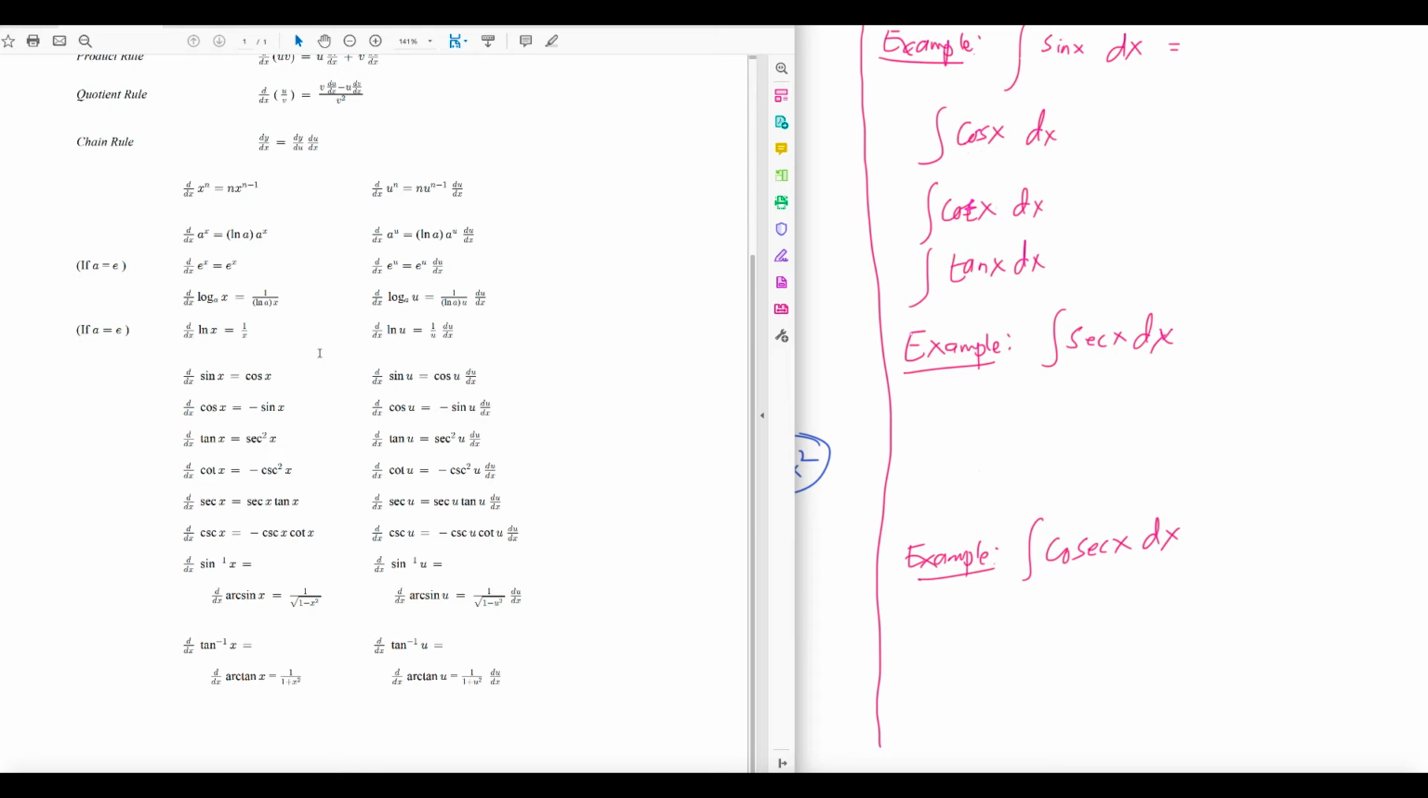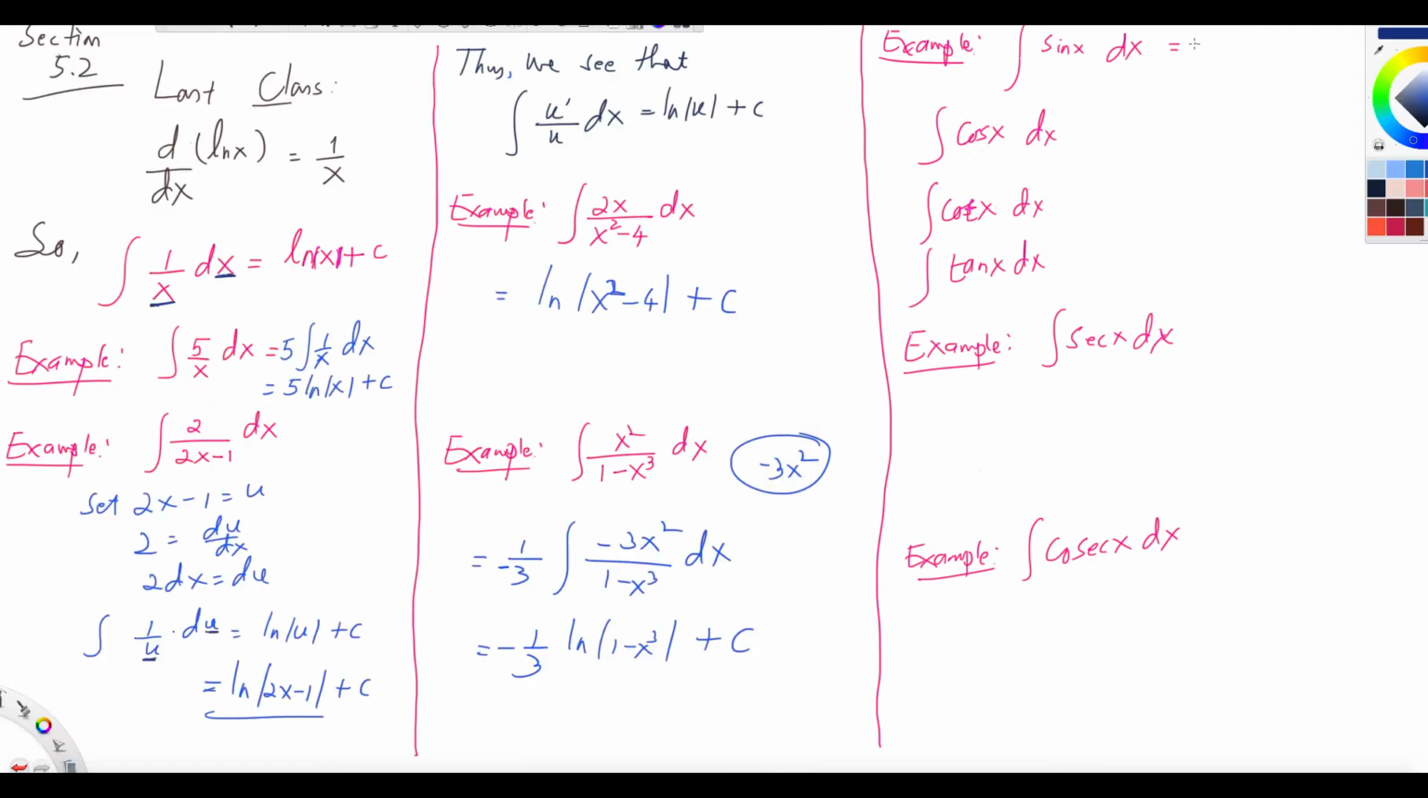So if you take the integral here, you will get the integral of the derivative of sine x, which is cosine x, right? Since the derivative of sine x is cosine x, the integral of cosine x will be sine x. Similarly, what is the derivative of cosine x? It is negative sine x. So what will be the integral of negative sine x? The integral of negative sine x will be cosine x, right? But the integral of positive sine x will be negative cosine x plus c. That's what you get. Okay?